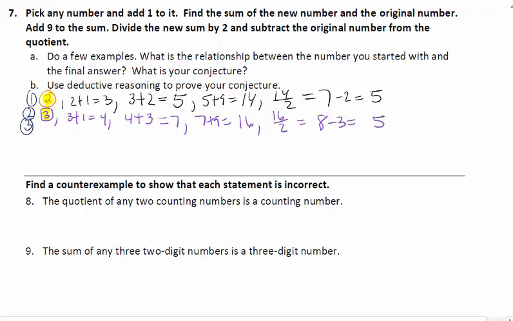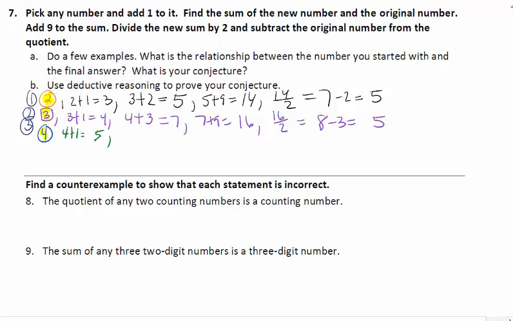So we see a pattern. We got 5 again. But we need to do at least a third one to make sure that we're good. So again, I'm going to use 4. You can use whatever you want, but I generally stay with smaller numbers to try to make sure we're going through this. So we start off with 4, add 1, which gives me 5.